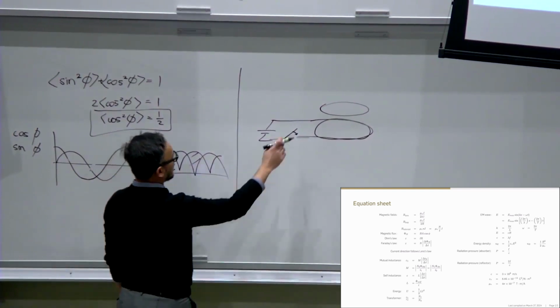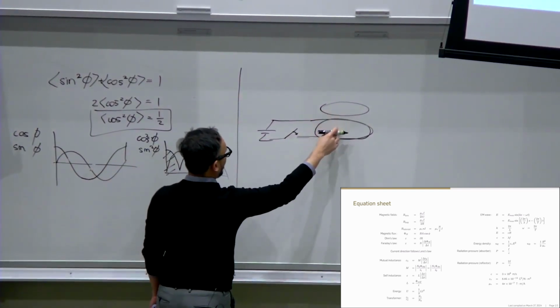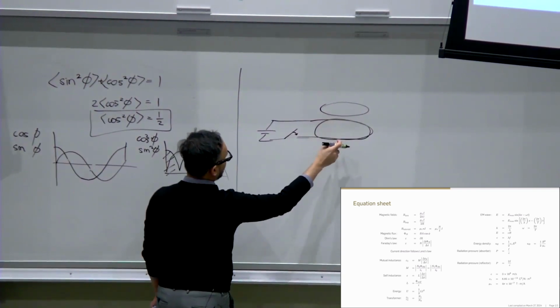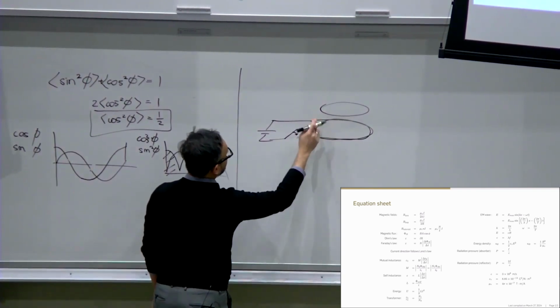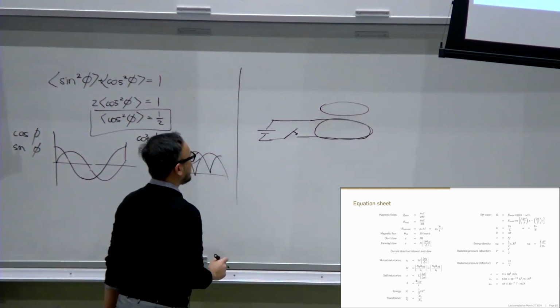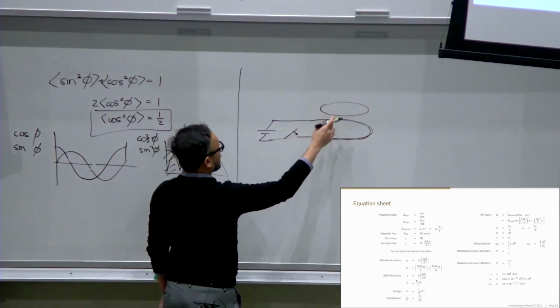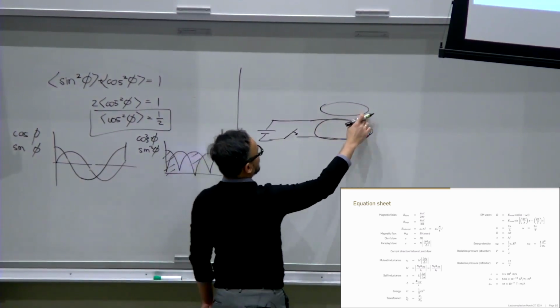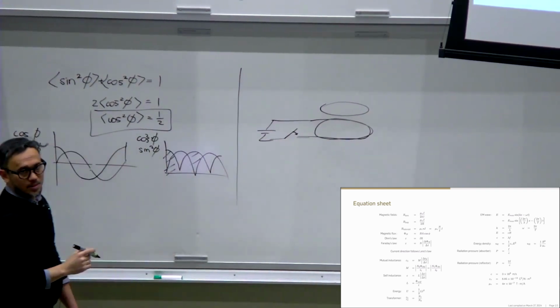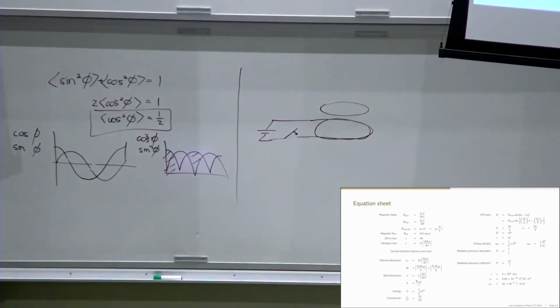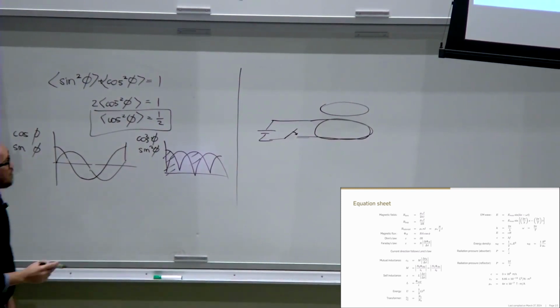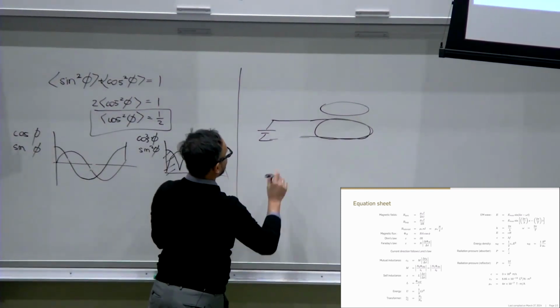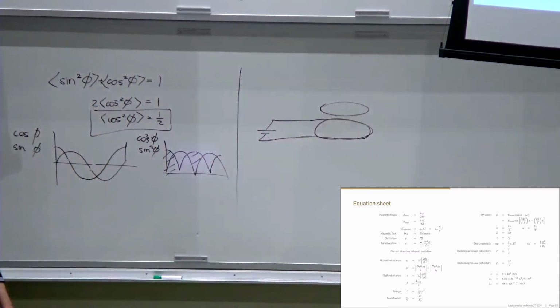The question is whether the ring is attracted towards the coil. I'm going to say this is a light ring, so gravity is not important. The question is whether the ring will move upward or downward or to the right or to the left. What is the answer? If I close the switch, what happens when I close the switch?